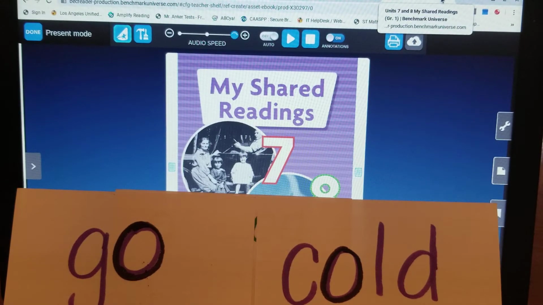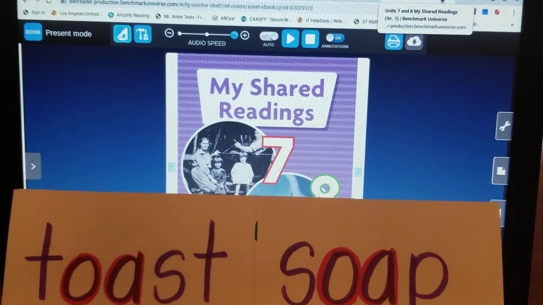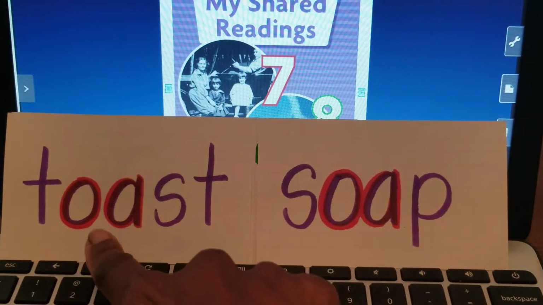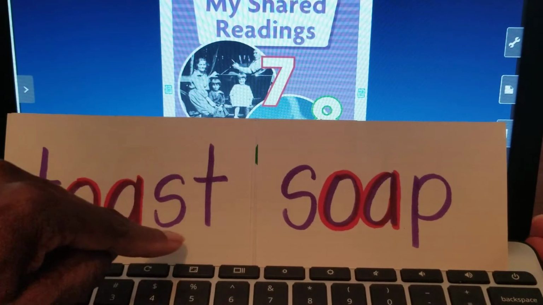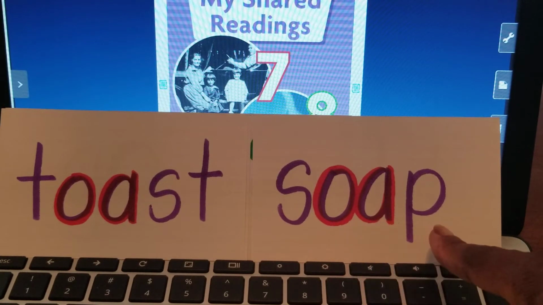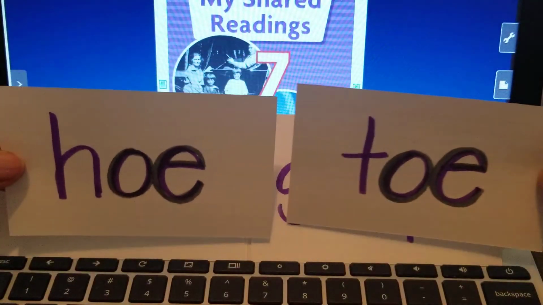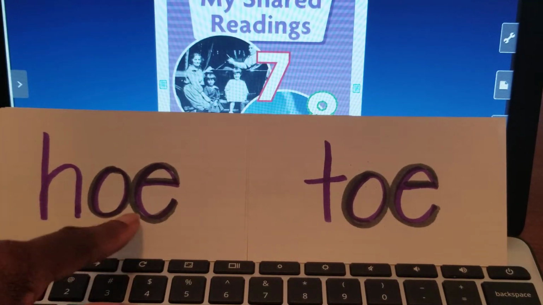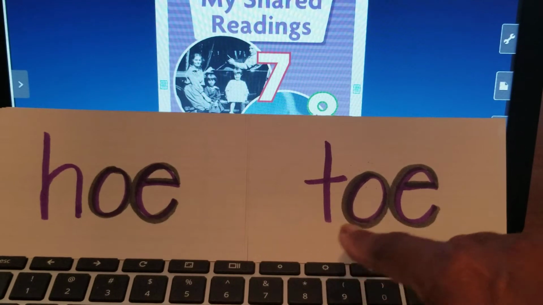Then we have OA. OA says O, so toast, soap. Then we have the OE. Hoe, remember that's a gardening tool, and then toe.